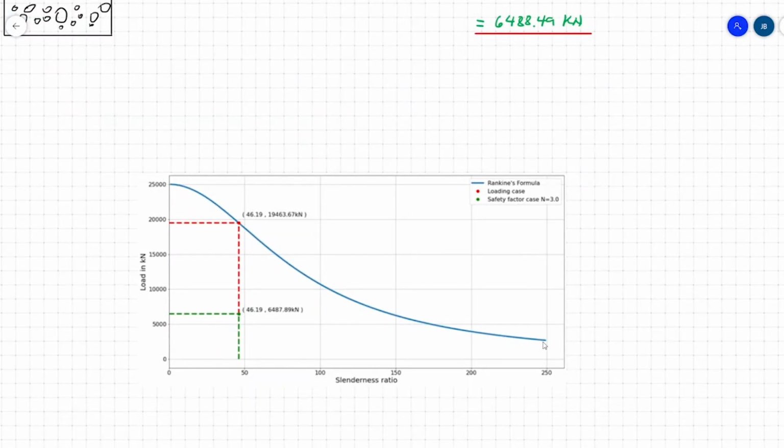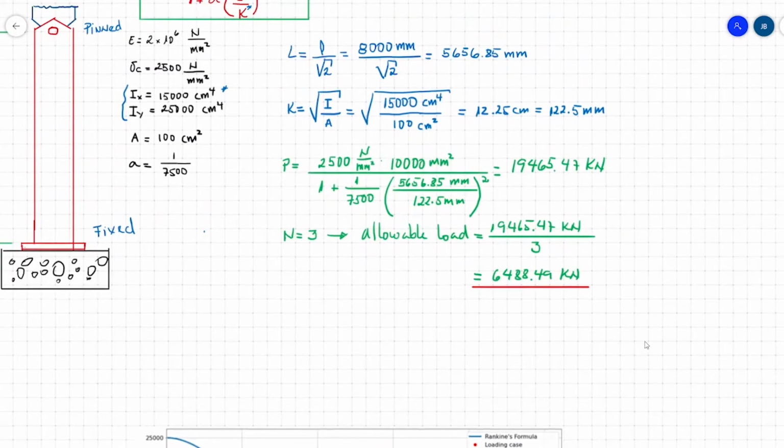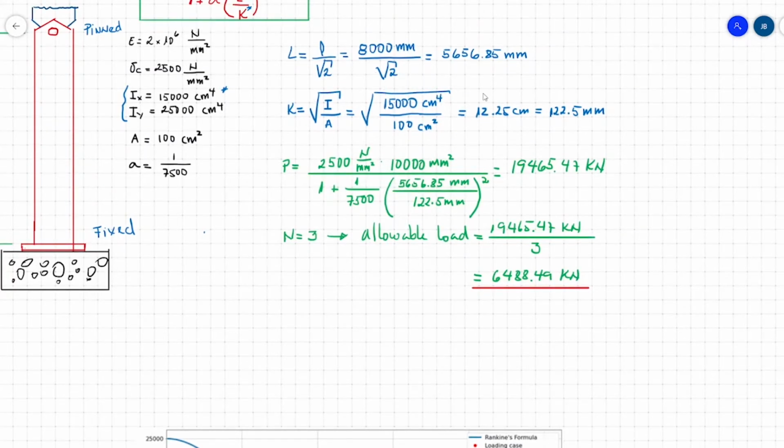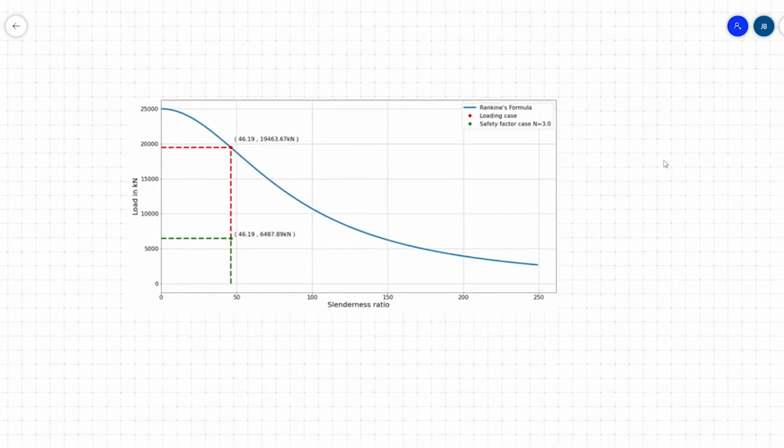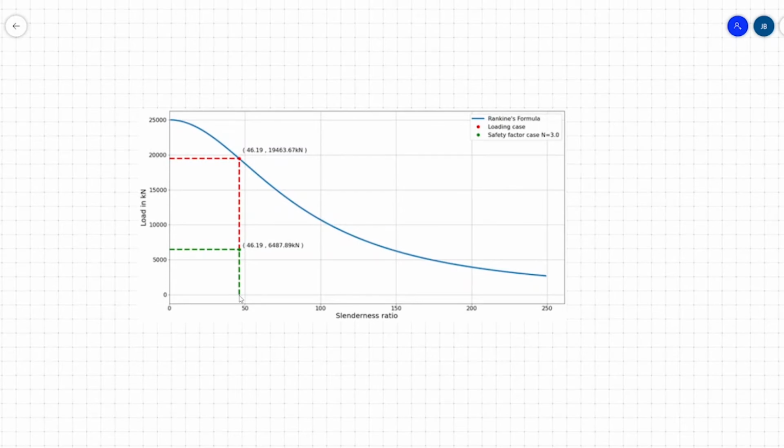Then it's simply saying, okay, now you have a column with this material. What changes is, what's the real slenderness ratio that you have in your column? That slenderness ratio is about 46.19, which is the result of dividing L by K. Then I can just go up from the slenderness ratio, touch the curve, and that gives me the critical load according to Rankine's formula, which is very close to what I was calculating on the calculator at that time.